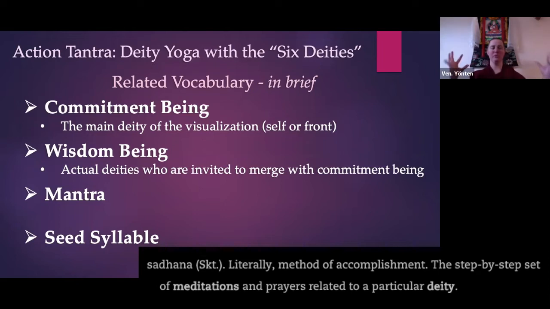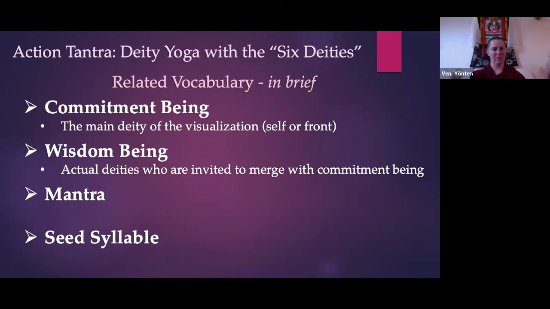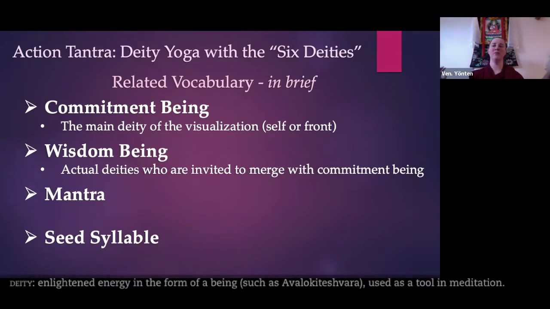Then the wisdom beings are the actual deities who are invited to merge with the commitment being. So first you're building a visualization, right? You're going through this process and you think, okay, eventually there's Chenrezig. He has however many arms, four arms, thousand arms, whatever. He's radiant white, made of transparent light, et cetera. You visualize, but then you invite the Buddhas from all ten directions to merge with what you visualized. And those are called the wisdom beings.